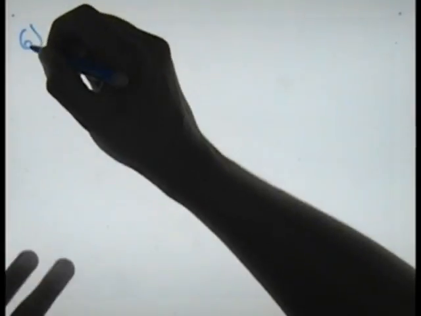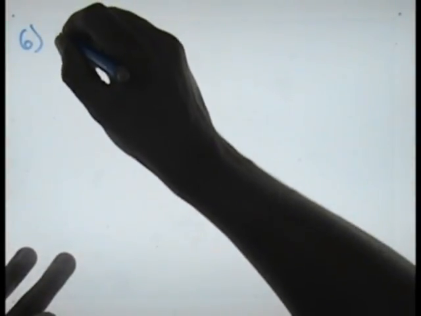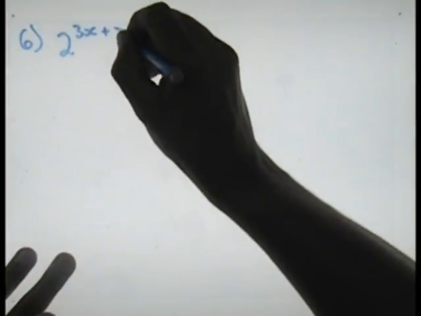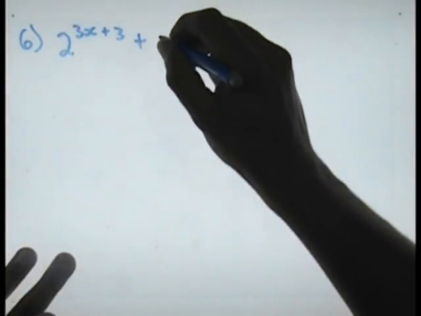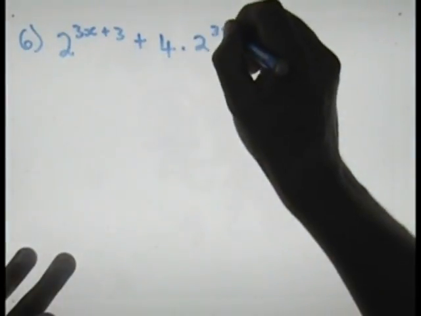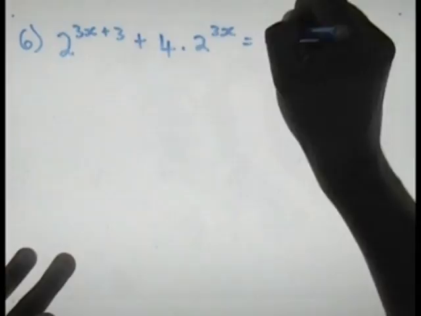Let's take a look at number 6. Number 6 says 2 to the power 3x plus 3 plus 4 times 2 to the power 3x is equal to minus 1.